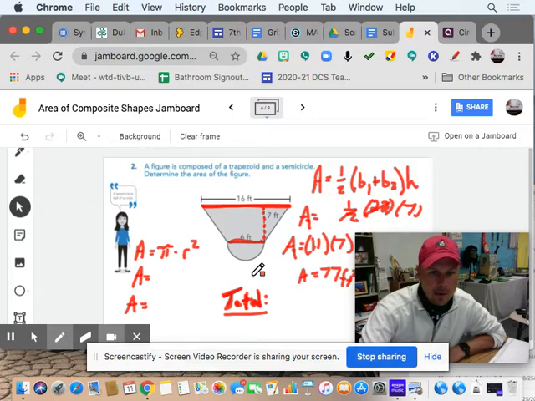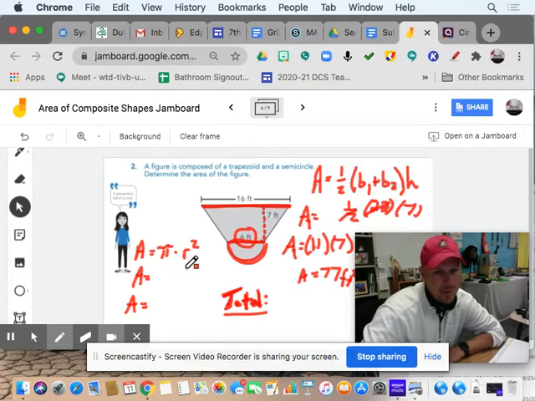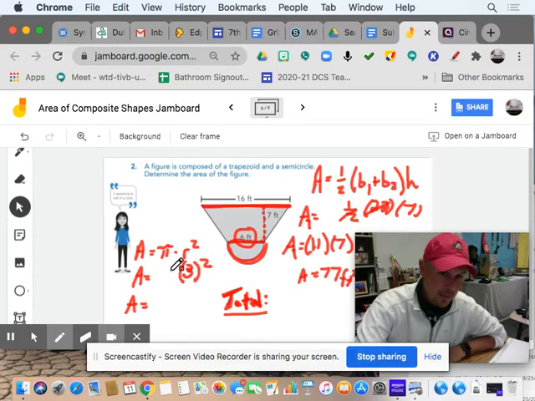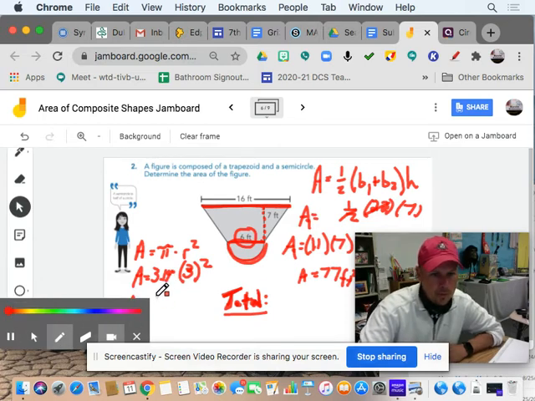Now, we know the area of the trapezoid is 77 square feet, but what about the semicircle? This semicircle is right there. And that semicircle has a diameter of 6 feet. But that 6-foot diameter means we have a radius of 3. So we're going to plug in a 3. And we're going to square the 3. We're going to square the radius. That means 3 times 3. We're going to multiply that by pi, which is 3.14. And we're going to get 9 times 3.14, which is approximately 28.26.